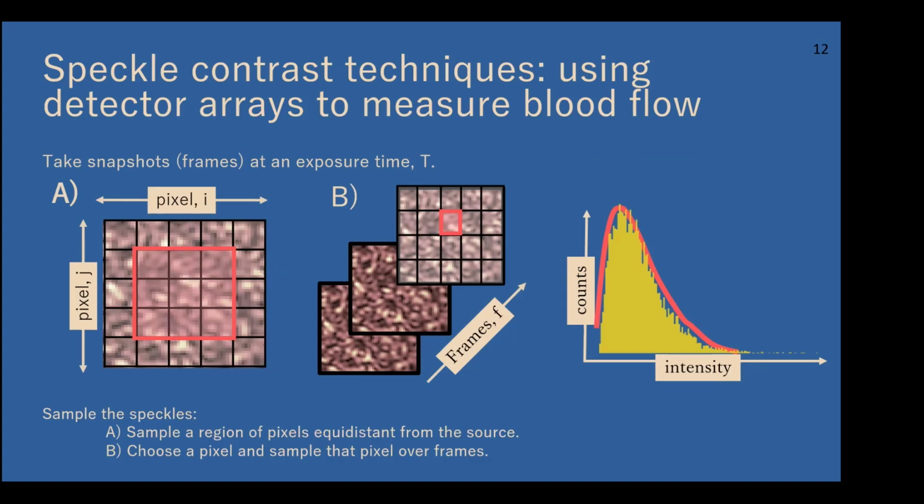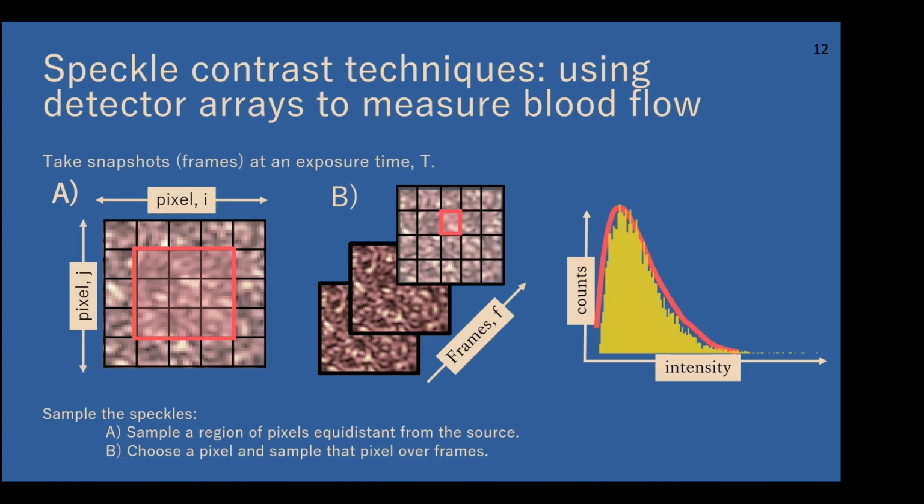We take an image of our speckle pattern using a detector array, so for example, a CMOS camera, with a certain exposure time t. And what we do then with those images, either we can spatially sample our pixels and get out the distribution of speckle intensities, or we could also take all of these images and then track a pixel in time and look at that intensity distribution of the speckles. Both of them are valid.